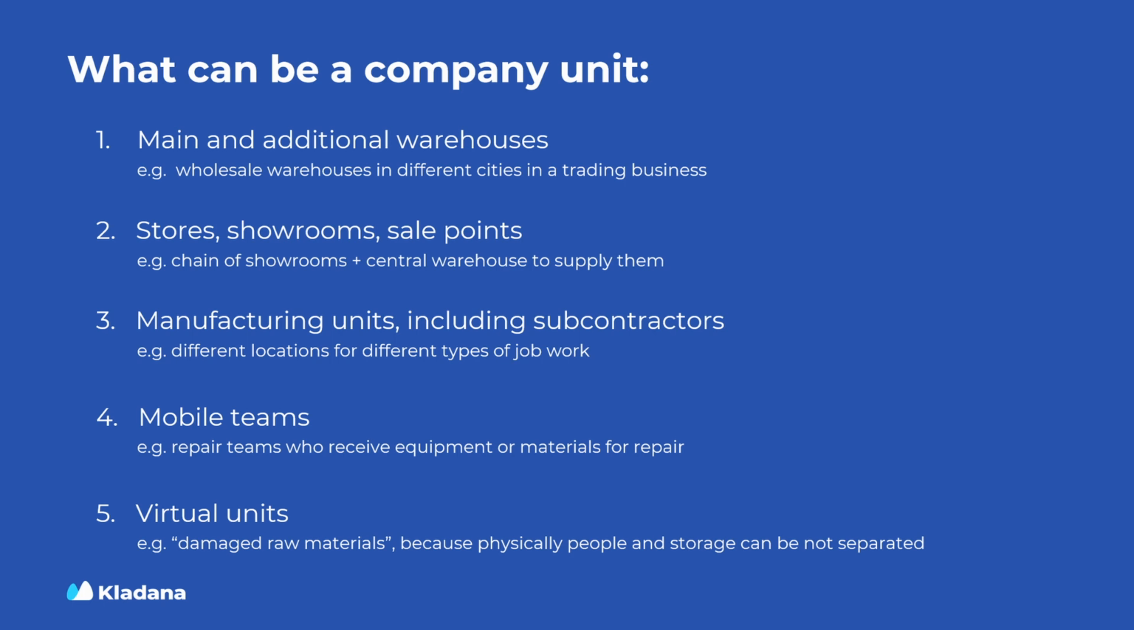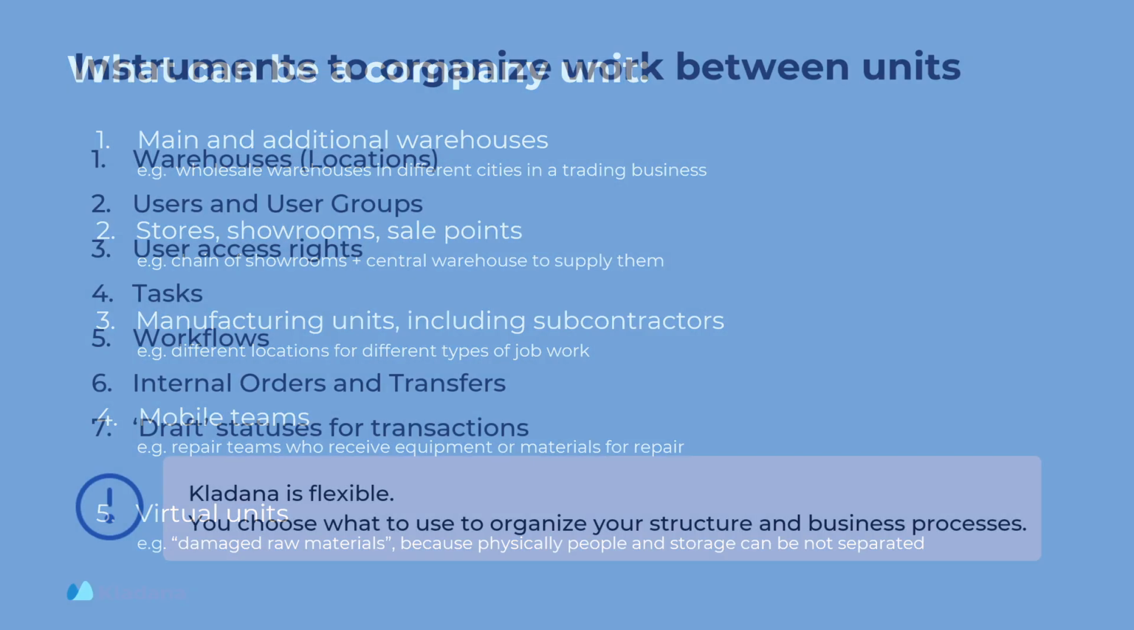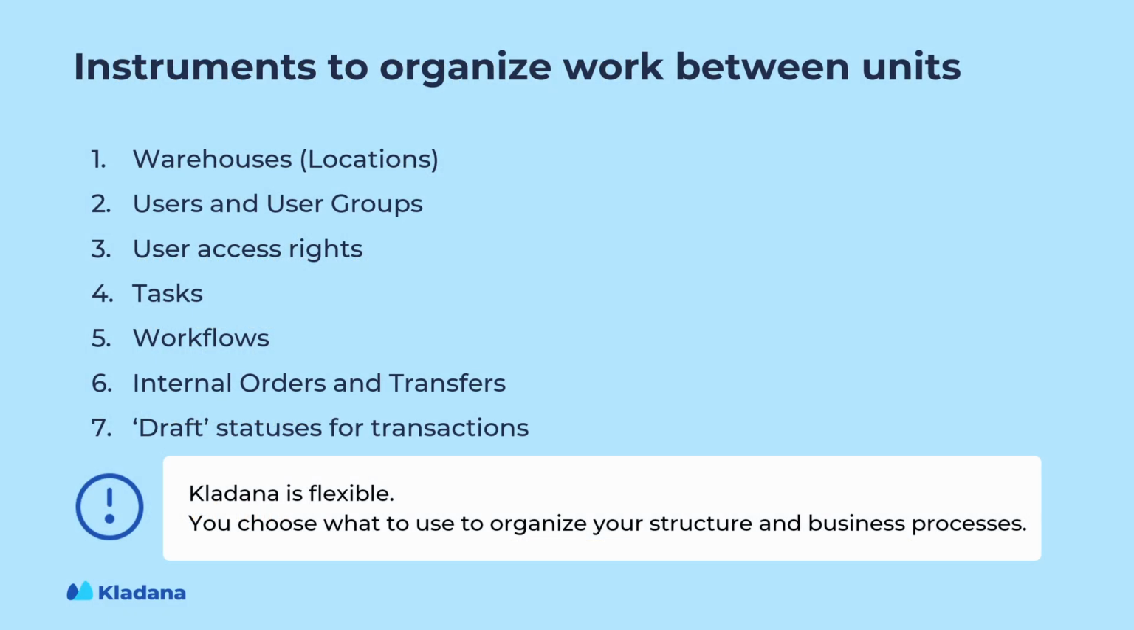Sometimes for inventory tracking and process management, you can create virtual units. For example, the damaged raw materials unit. It is convenient if you store such materials separately, and only a special person can have the right to reduce or return such materials.